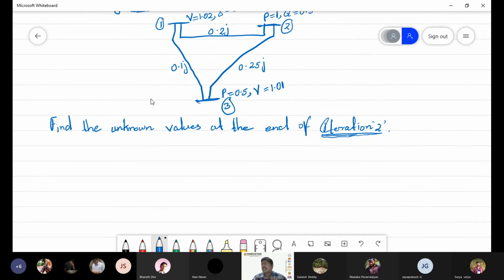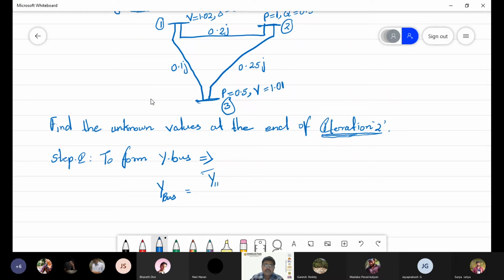Listen, the first step in the Gauss-Seidel method is to form Y bus. So I am writing step 1: form Y bus. Since it is a three bus system, you know that the size of the matrix will be 3 cross 3, and the given values are in terms of impedances. Therefore, you need to change them into admittances.